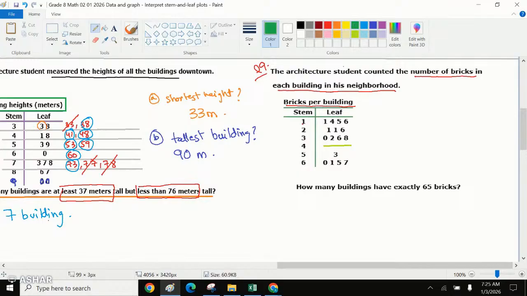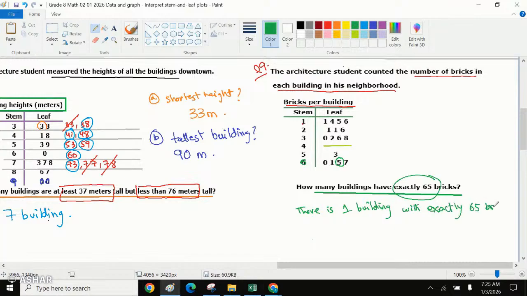So the question says, how many buildings have exactly 65? It has to be exactly 65. Do we have 6 in the stem? Yes. Do we have a leaf of 5? Yes. So how many repetitions are there? Only single. So there is a single house, or we can say there is one building with exactly 65 bricks, right?